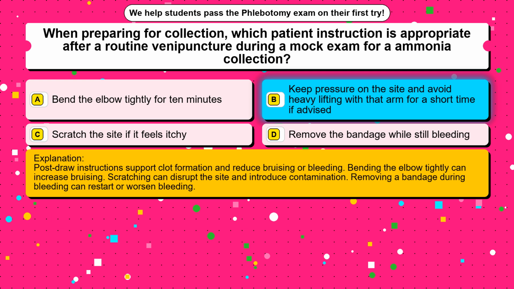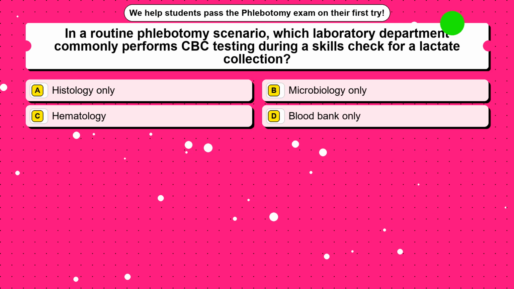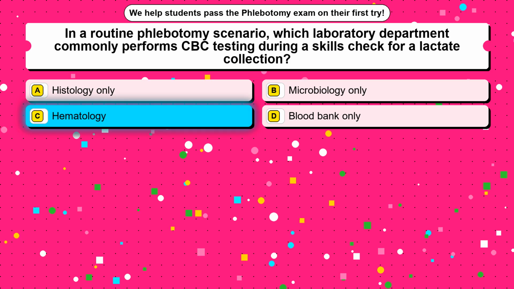Question 65. In a routine phlebotomy scenario, which laboratory department commonly performs CBC testing during a skills check for a lactate collection? Option A, histology only. Option B, microbiology only. Option C, hematology. Option D, blood bank only. The correct answer is option C, hematology.